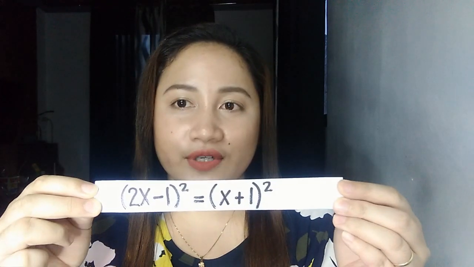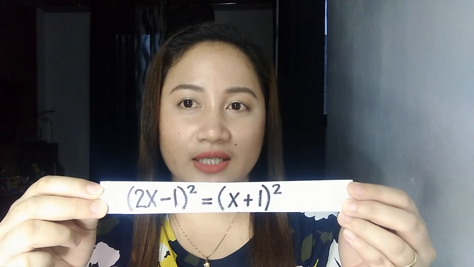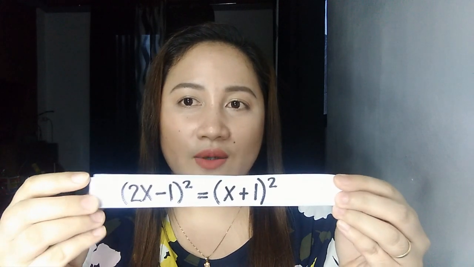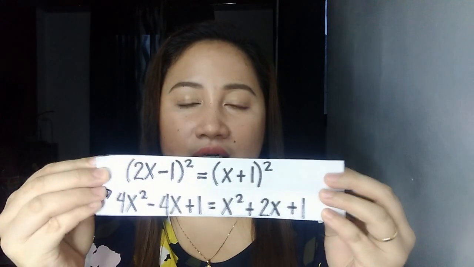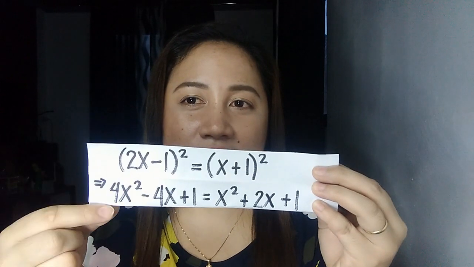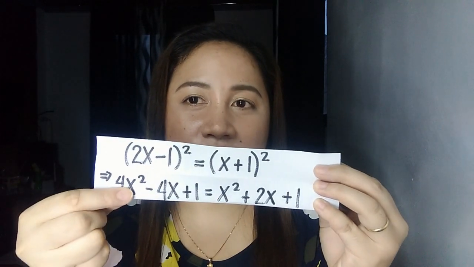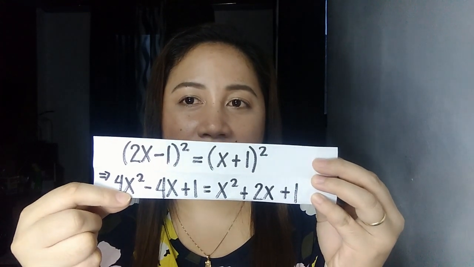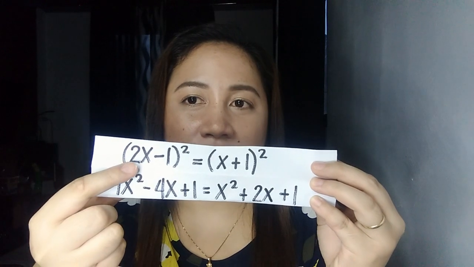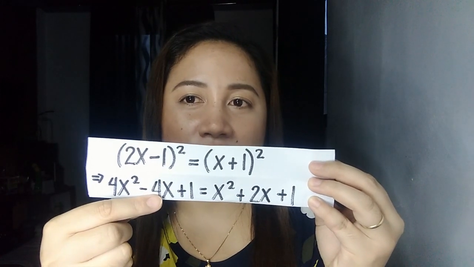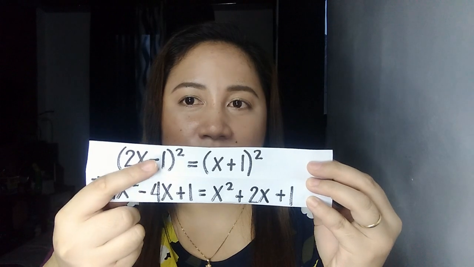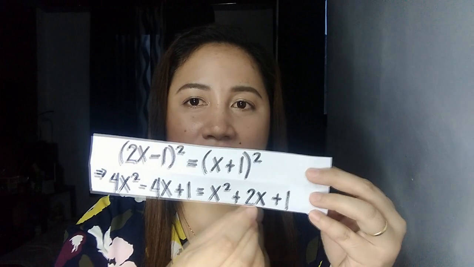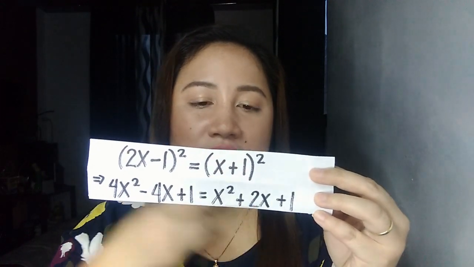And lastly, we have square of 2x minus 1 equals the square of the quantity x plus 1. So, if you're going to apply our special product, the result of this is ito. So, the square of the first term, ang first term natin is 2x. So, the square of that is 4x squared. And then, twice the product of the first term and second term. So, we have 4x. And then, square of the last term, we have positive 1. So, we have here, ito naman siya, x squared plus 2x plus 1.